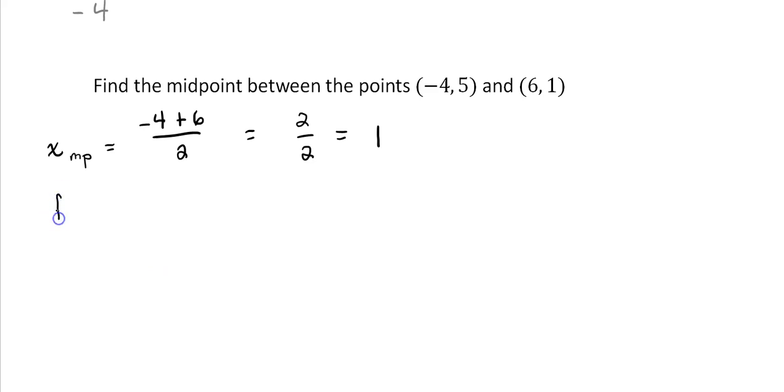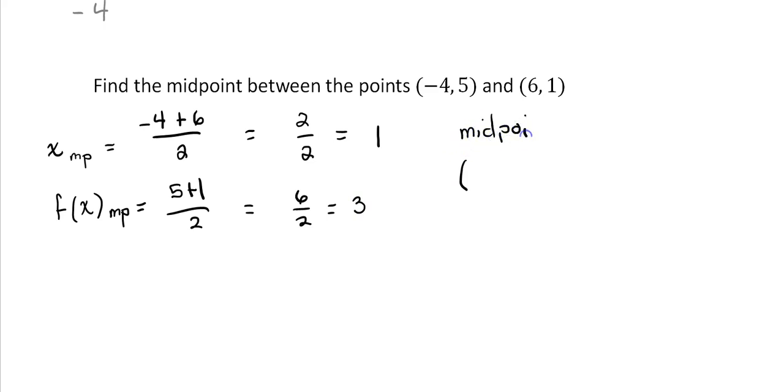So my f of x value, and remember I'm trying to get people used to using that interchangeably with my y, so f of x for the midpoint is going to be 5 plus 1 all over 2, which means I have a 6 over 2, which is a 3. So my actual midpoint is going to be (1, 3), and that is my point.